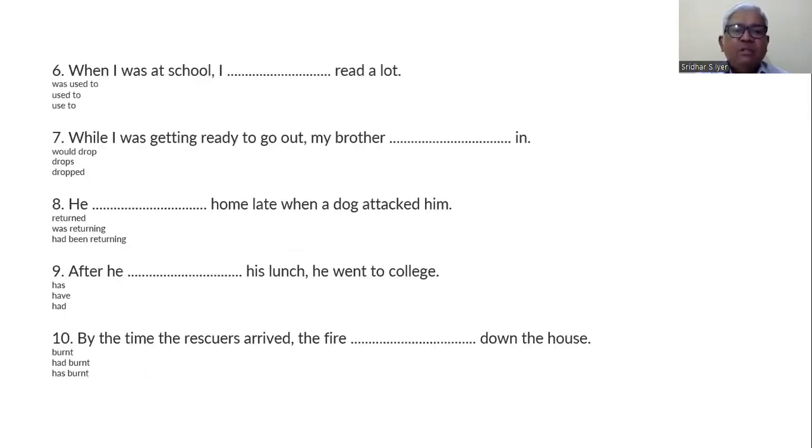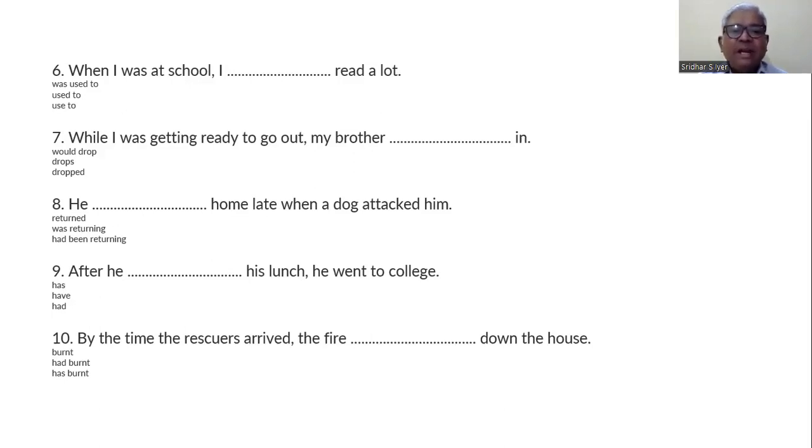Similarly, when I was at school, I dash read a lot: was used to, and used to. So when I was at school, I used to read a lot should be the right answer. The second option is the correct option. While I was getting ready to go out, my brother dash in: would drop in, drops in, dropped in. What is the right answer? Dropped in is the right answer.